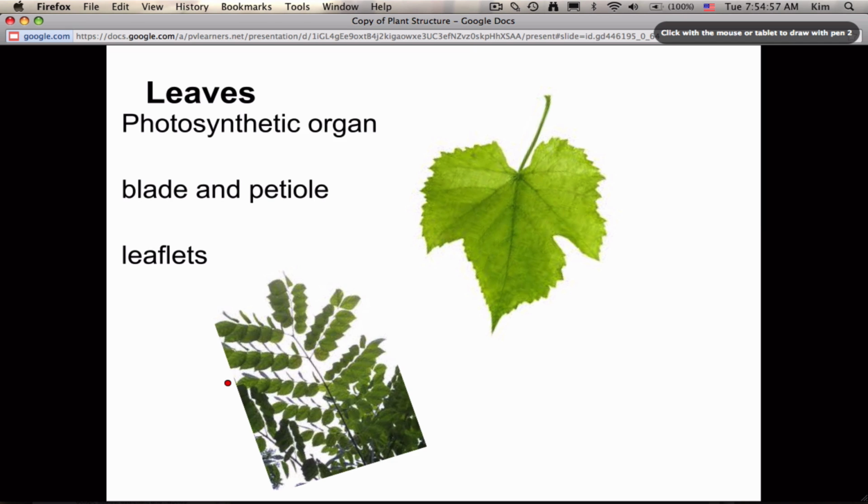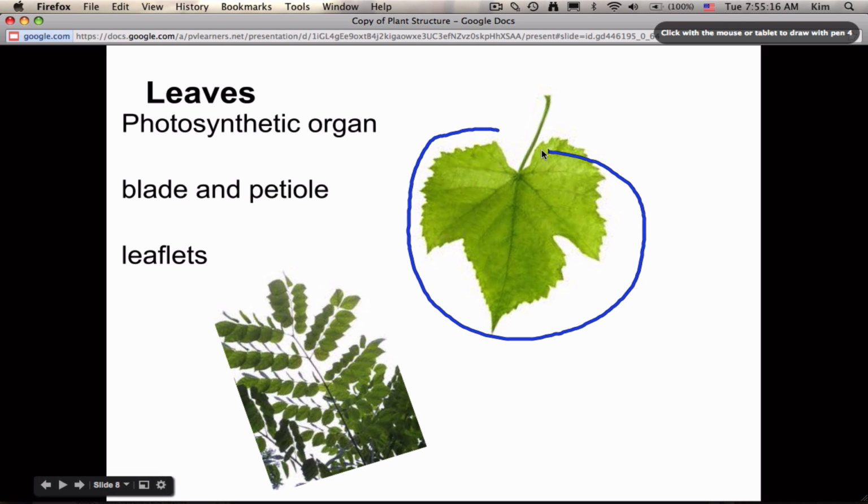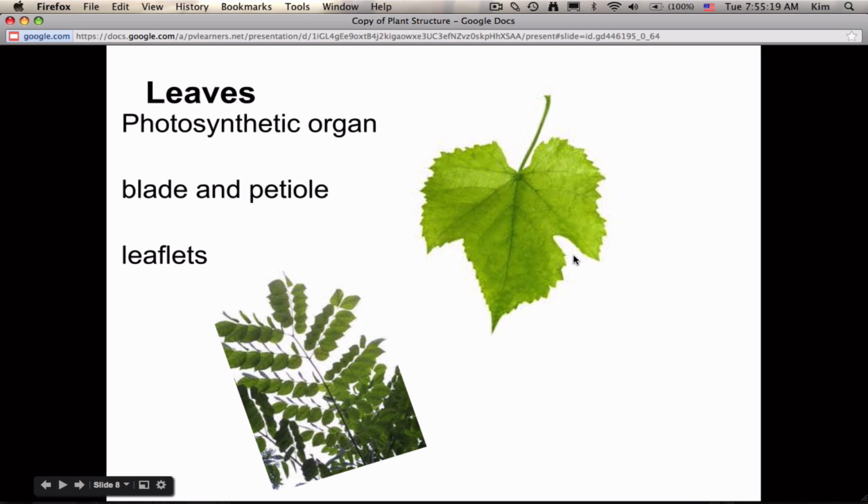And then the leaves of the plant are extremely important because that's the photosynthetic organ. That's where the photosynthesis happens. But the leaf is made up of two different parts. The flattened portion is called the blade. This big flat portion is the blade. And then the petiole is the little stem that comes off of the blade. So this is not the stem of the plant, but this is the stem of the leaf.